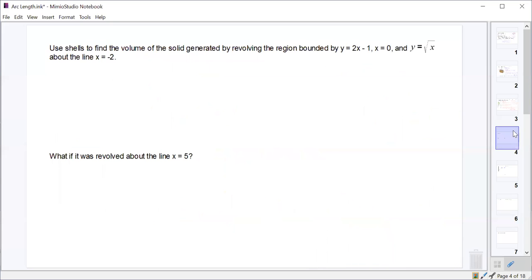All right. Here are two more. I'd like you guys to see if you can do these two on your own. You don't necessarily need to evaluate the integrals. Just try and set these two up on your own.